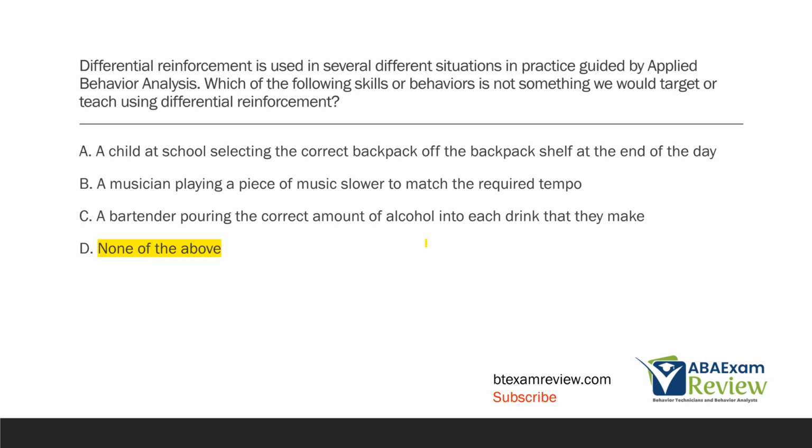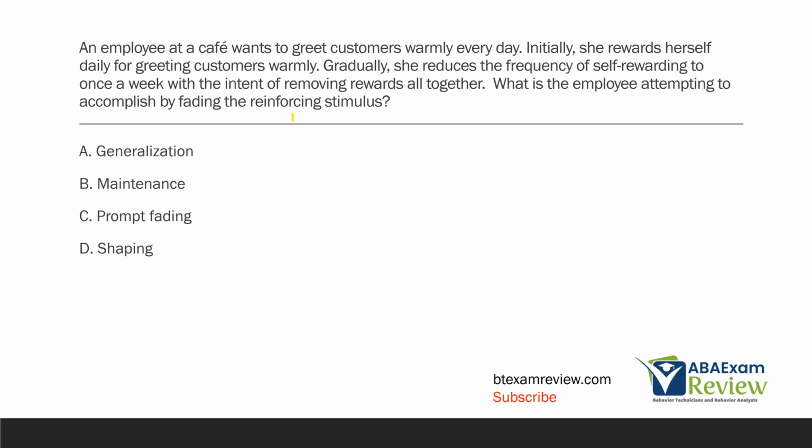It's very versatile. An employee at a cafe wants to greet customers warmly every day. Initially, she rewards herself daily for greeting customers warmly. Gradually, she reduces the frequency of self-rewarding to once a week with the intent of removing rewards altogether. What is the employee attempting to accomplish by fading the reinforcing stimulus?